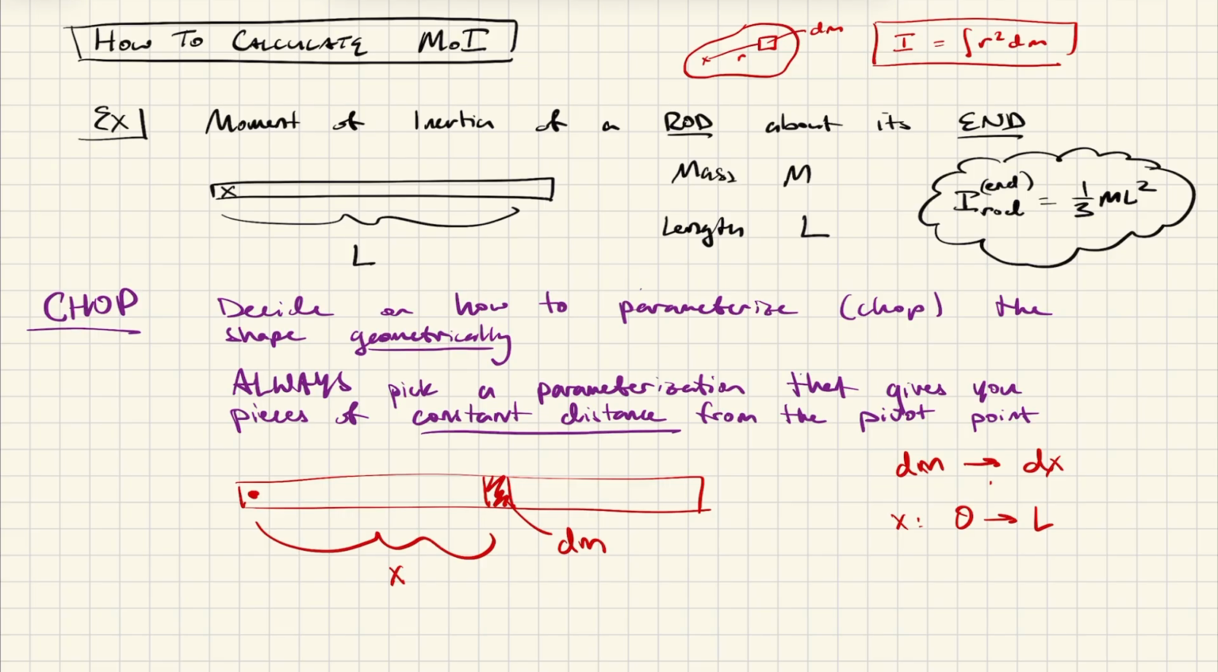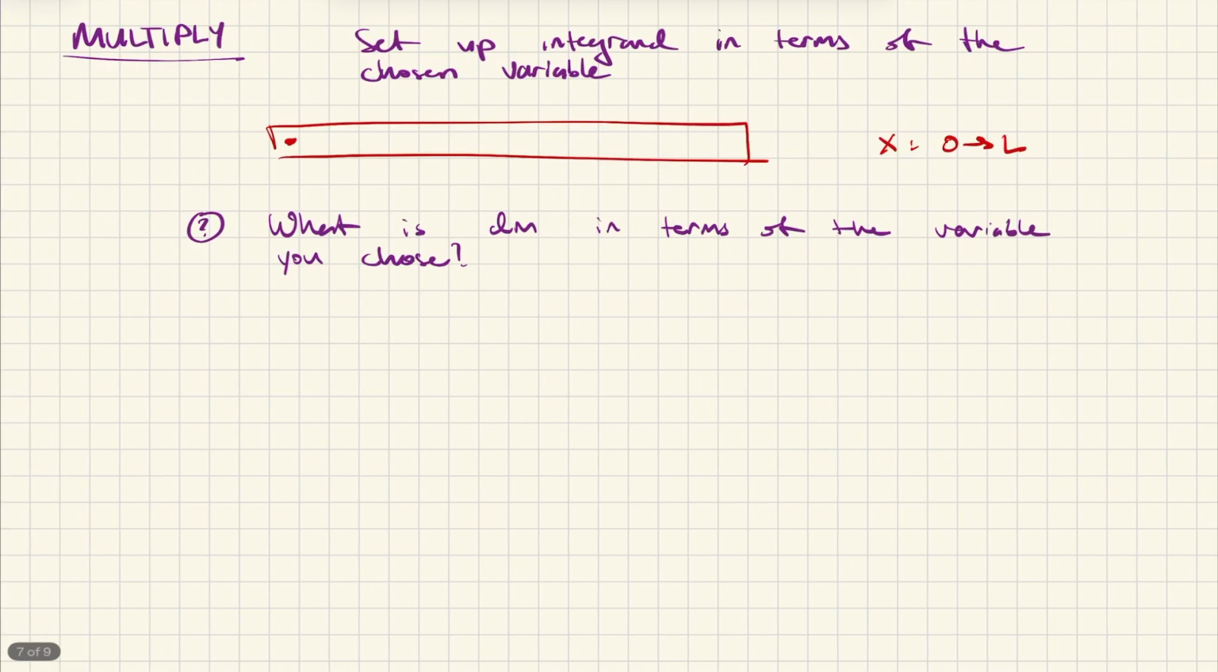Okay. And so now we've decided on a way to parameterize our object. I want to run my coordinate from left to right, and so I'll use x. And so the next thing we have to do is the multiply part, right? In our scheme, the idea is we compute dm times r squared for every single little patch. And so I need to write my integrand in terms of a dx integral rather than a dm integral, right?